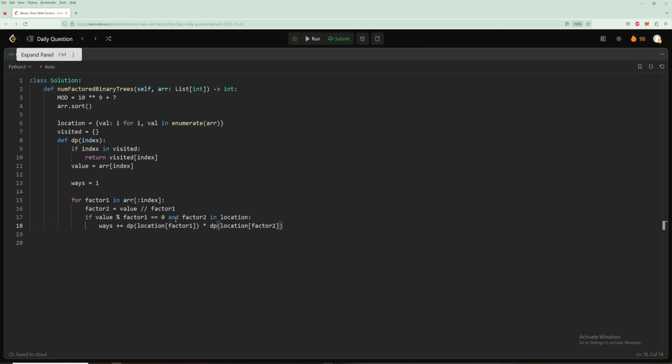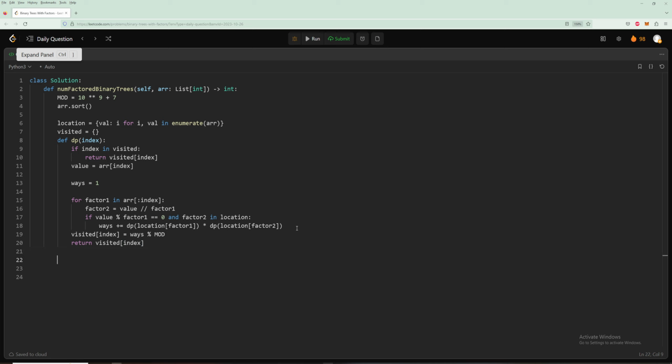So essentially we get the index of both, and we figure out how many ways we can make the left times the ways we can make the right. And then finally, we will add it to visited. So we'll say visited index equals ways mod, just to keep the number smaller, and return visited index.